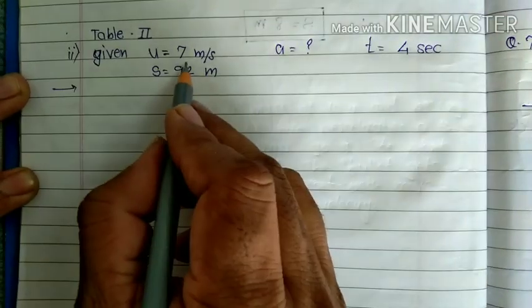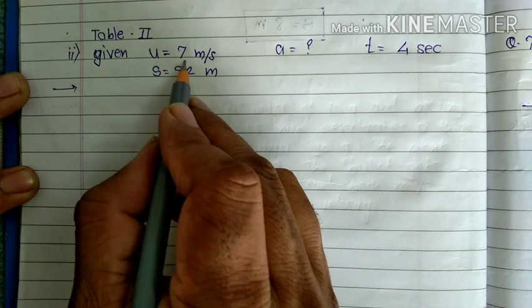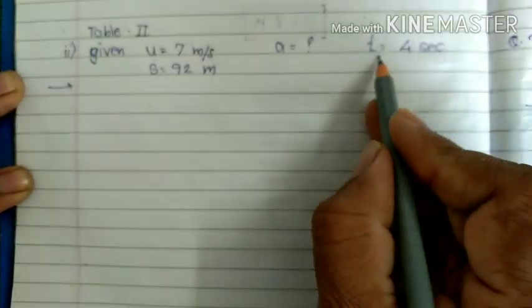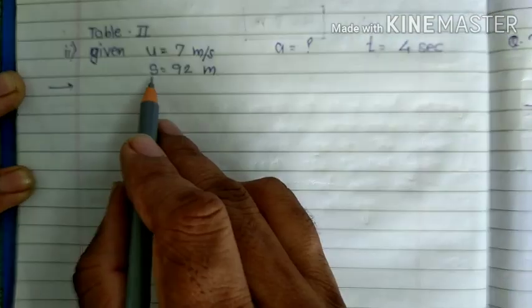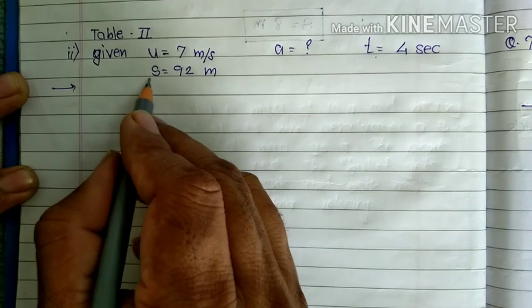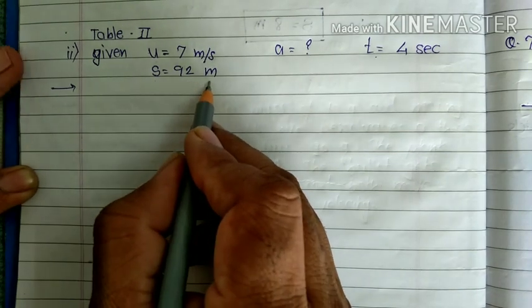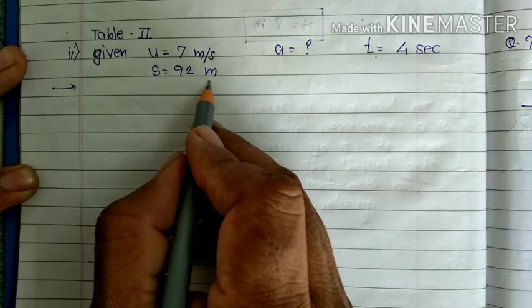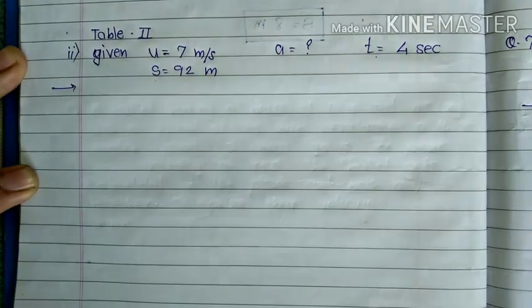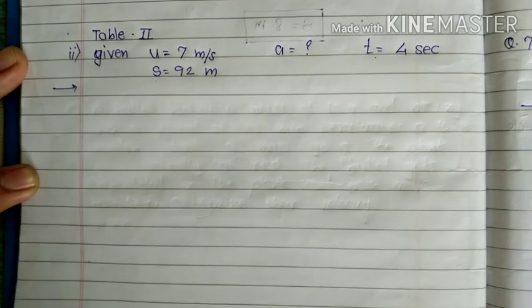Given that u is equal to 7 meter per second, that means initial velocity, time is given 4 seconds, and displacement s is given 92 meter. We have to find a, that means acceleration.